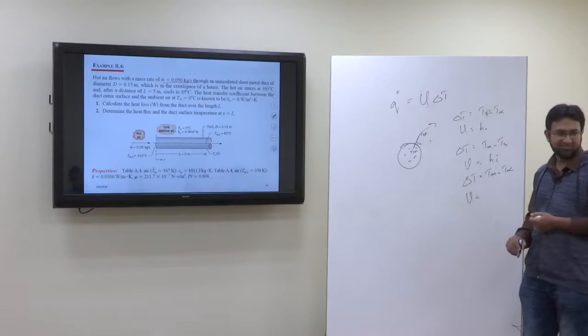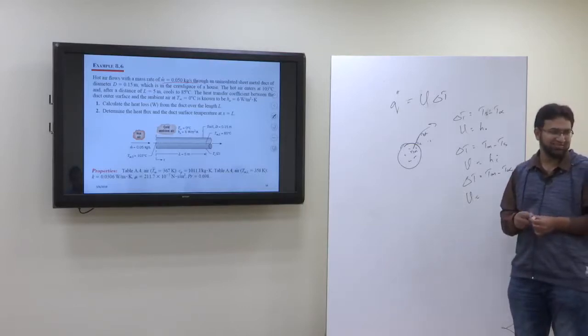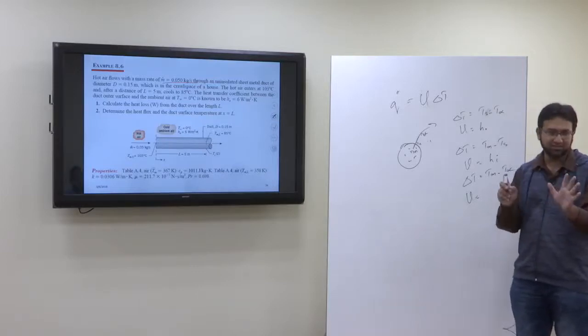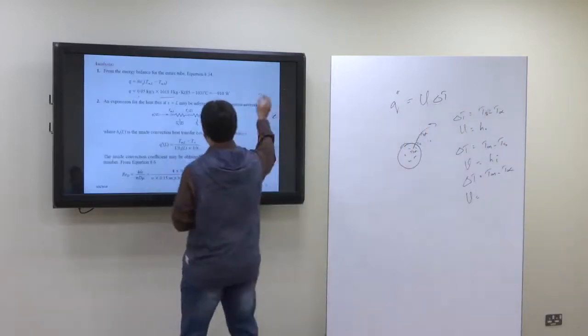The convection, not radiation. Convection of the inner plus convection of the outer. Yes. That's the thing. This was the main thing in here. That's what I needed to discuss.